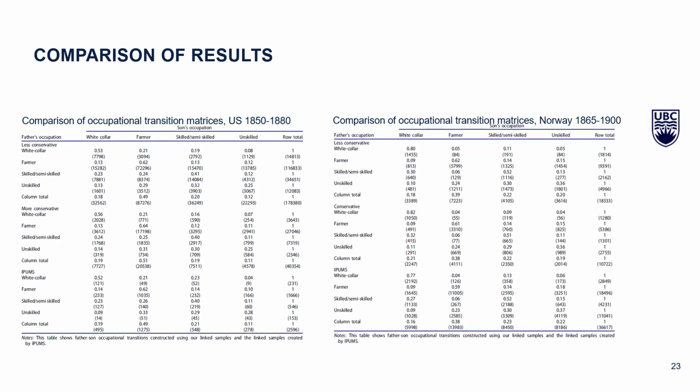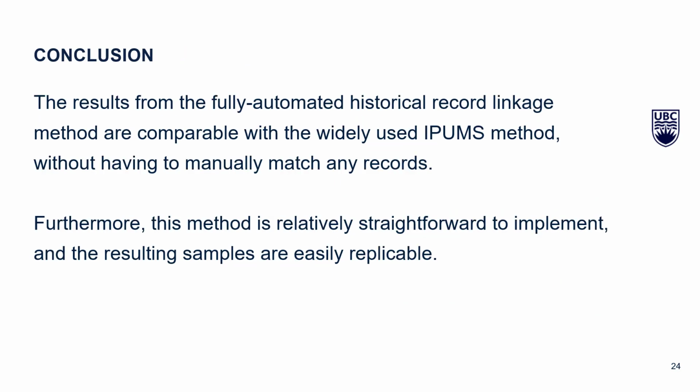Overall, while there are small differences in the matrices, the evidence indicates that both of these historical record linkage methods produce very similar results, showing that the authors' fully automated probabilistic approach is comparable to the widely used IPUMS method, which requires hand coding. Furthermore, this method is relatively straightforward to implement, and the resulting samples are easily replicable.